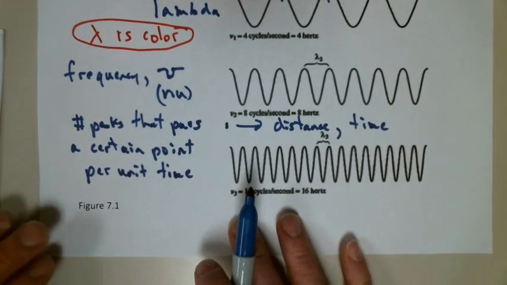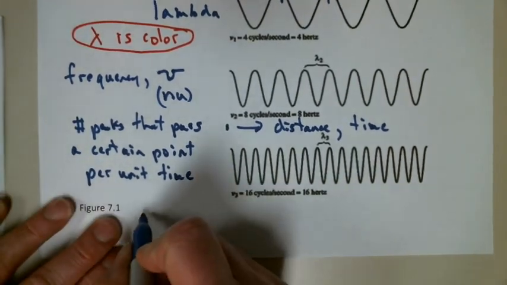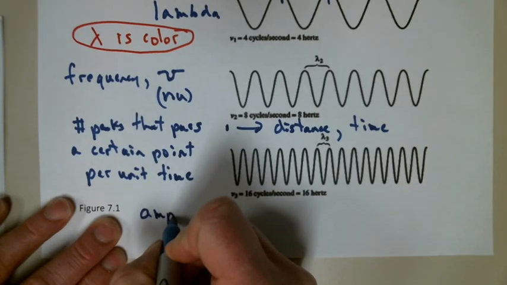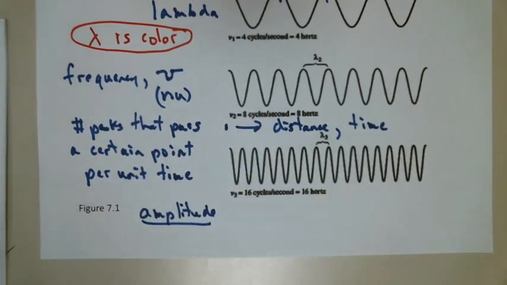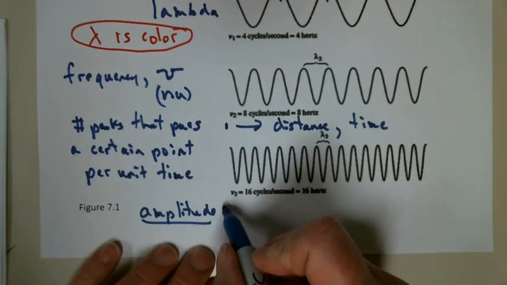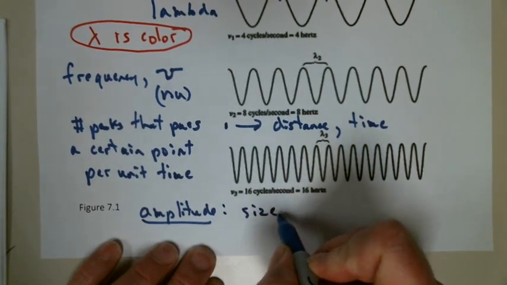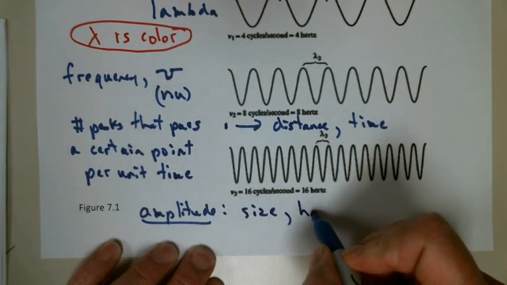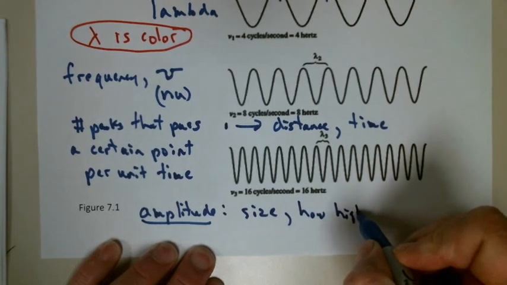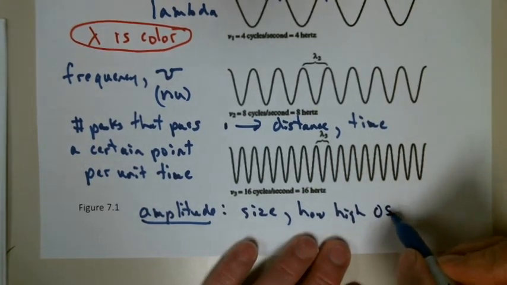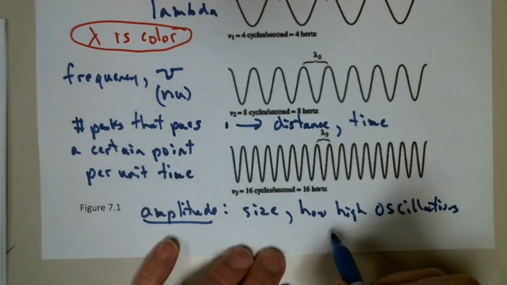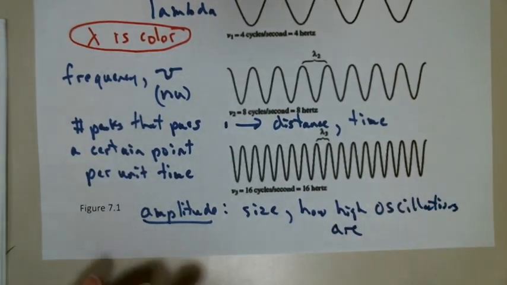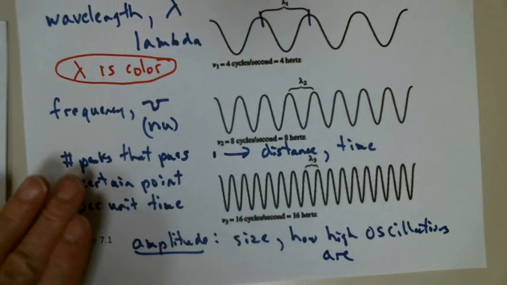There's also, I'll write that down here, amplitude. The amplitude is just the size. It's how high those peaks are. So the magnitude would be another way of saying it.